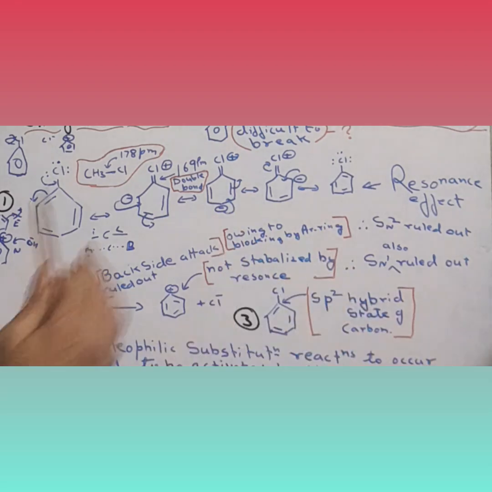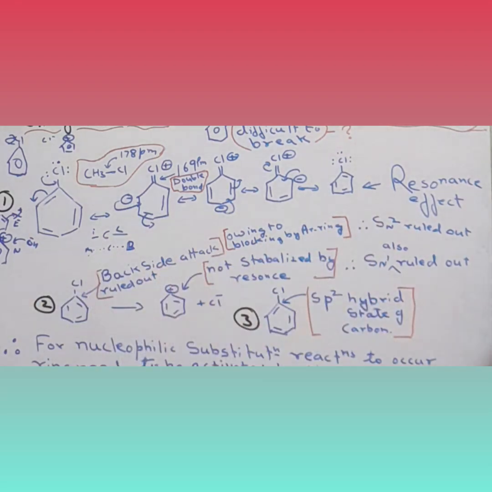Alright, and so these two are also gone. Finally, we also have this third one, which is this carbon. Check it out. This carbon has got 1, 2 and 3 groups attached. So it's sp2 hybridized state. So sp2 hybridized state ruled out for generation of carbocation.